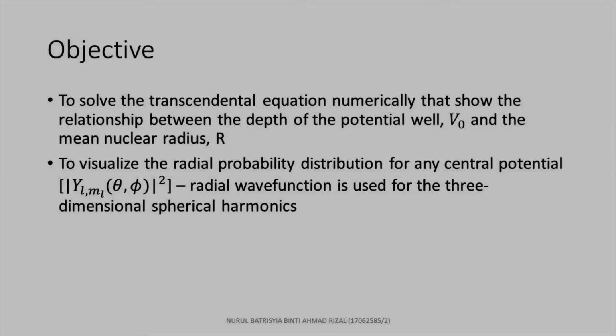The second objective of this work is to visualize the radial probability distribution for any central potential, which in this work we use the radial wave functions for the three-dimensional simple harmonic oscillator. We use Python 3 to solve and visualize the Deuteron structure. Here's a brief description of the work done for this final year project.